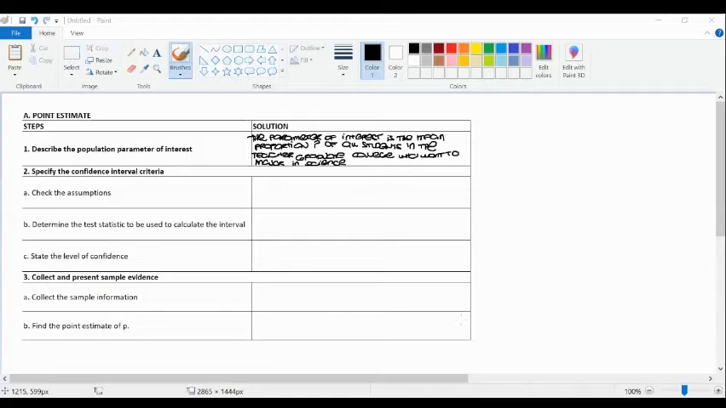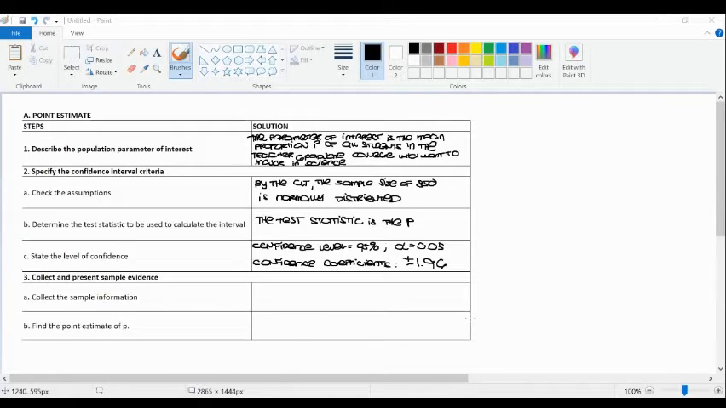Second, we need to specify the confidence interval criteria. Under that, we need to check the assumptions. By the central limit theorem, the sample size of 850 is normally distributed. We need to determine also the test statistic to be used to calculate the interval. For this question, the test statistic is p hat. Lastly, we need to state the level of confidence. Confidence level is 95%, wherein alpha is 0.05 and the confidence coefficients are positive and negative 1.96.